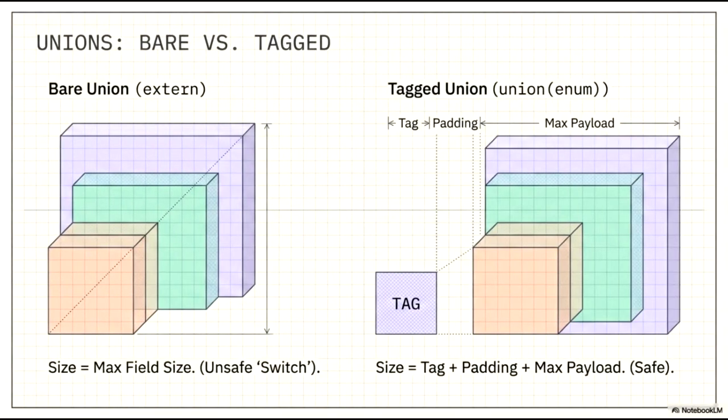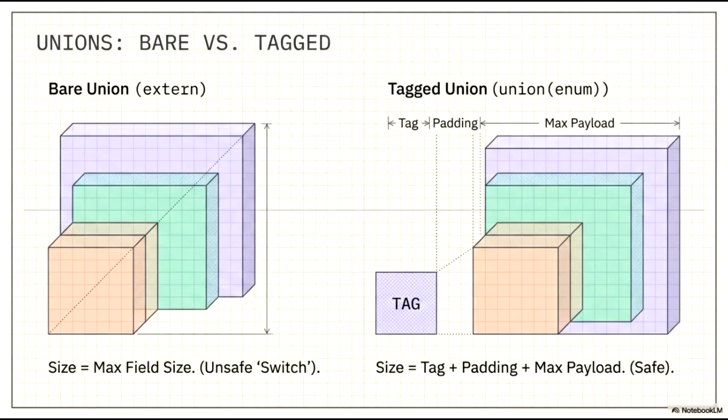This slide illustrates the structural and functional differences between bare unions and tagged unions. On the left, a bare union, often denoted as an extern union, has a memory footprint equal to its largest field. While this is highly efficient in terms of space, it is considered unsafe because the data structure itself does not track which specific field is currently active. The programmer must manually manage state, which can lead to runtime errors if a field is accessed incorrectly.